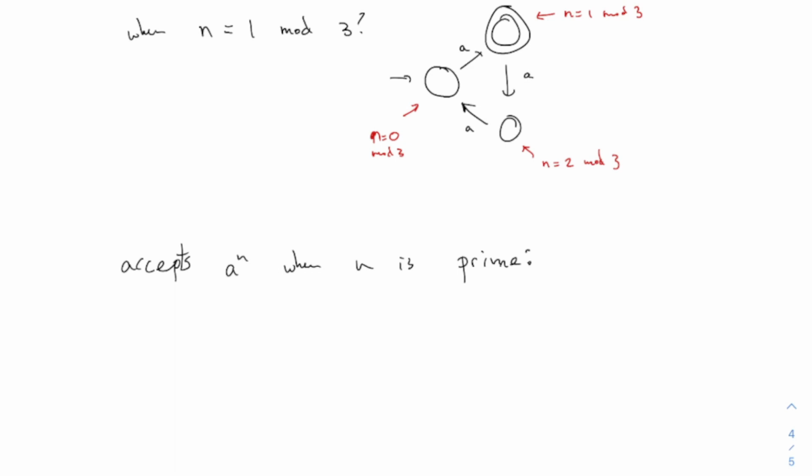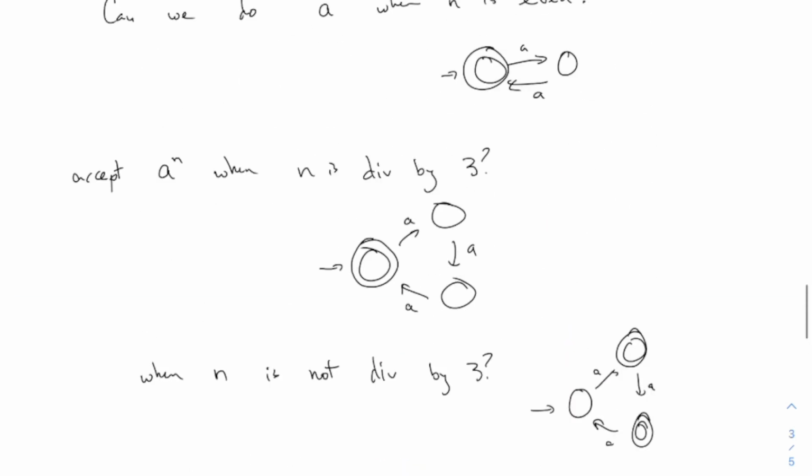This, my friends, is much, much more complicated. And this is the kind of thing you should start thinking about. Maybe that's not even possible to do using a DFA. You would have to somehow, so this diagram can tell if it's divisible by 3. To tell if it's prime, you basically need to check if it's divisible by any number less than it.